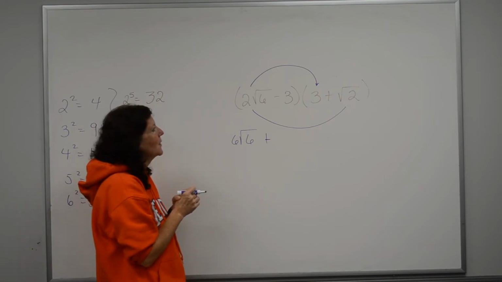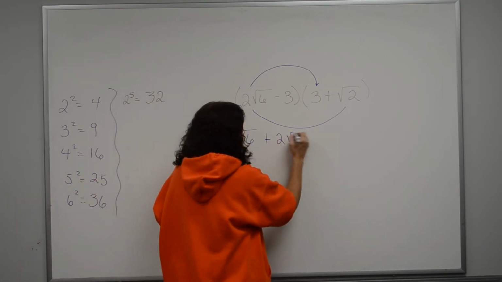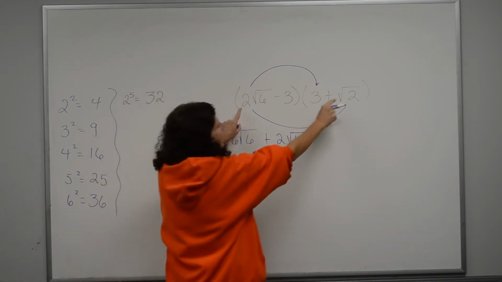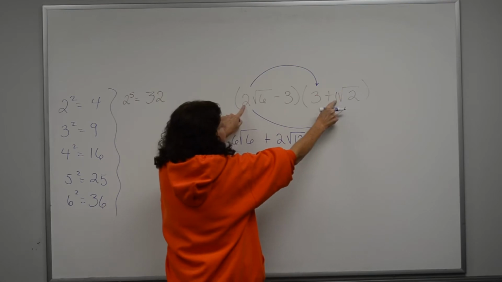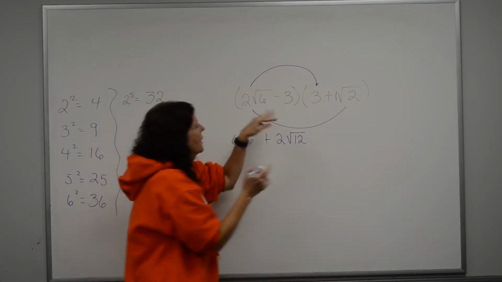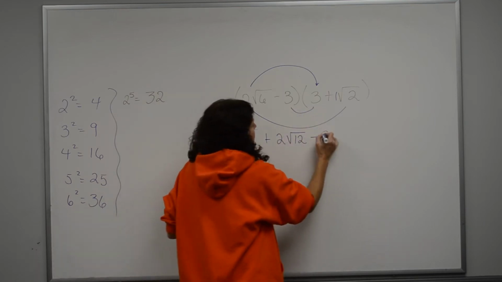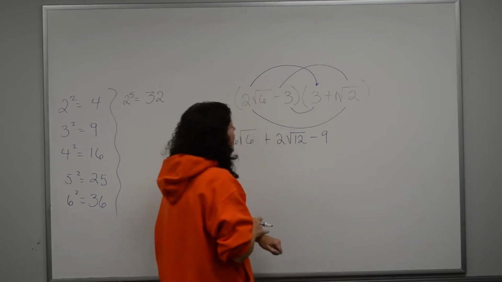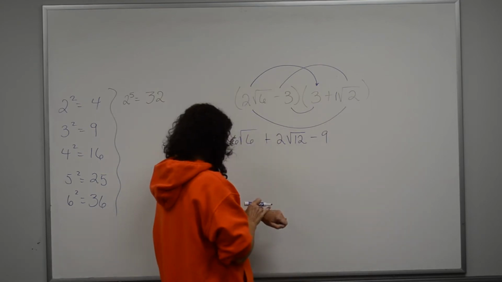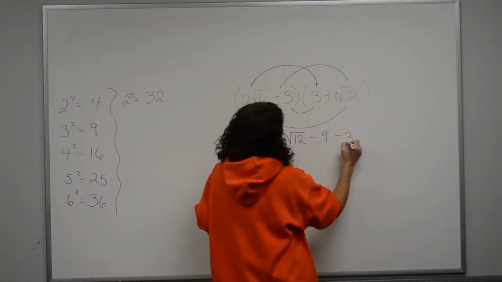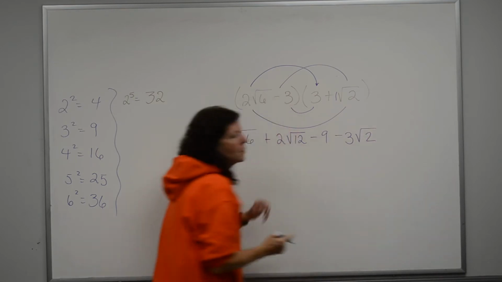When I do outside, what do I have? 2 on the square root of 12, okay? Don't worry about reducing it down yet. Just write it exactly like you got it. I have an understood 1 here, so it's 2 times 1, which is 2, square root of 6 times the square root of 2. Then I do inside. Oh, that was nice and easy. Negative 9. Then I do last. Okay, when I do last, I'm going to do negative 3 on the square root of 2.